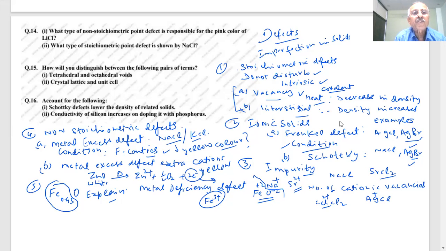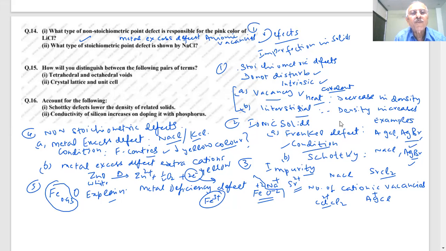Okay, what type of non-stoichiometric point defect is responsible for the pink color of lithium chloride, students? Metal excess defect due to anionic vacancies. One mark you are given.